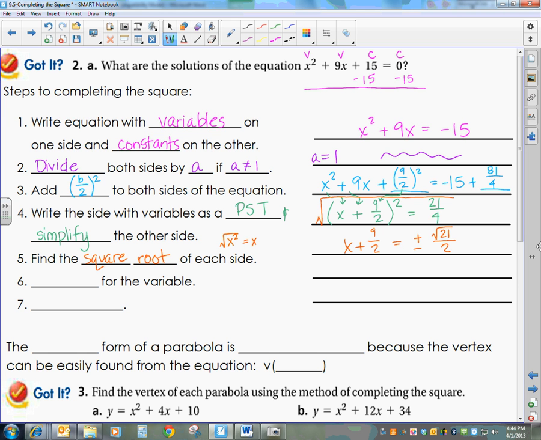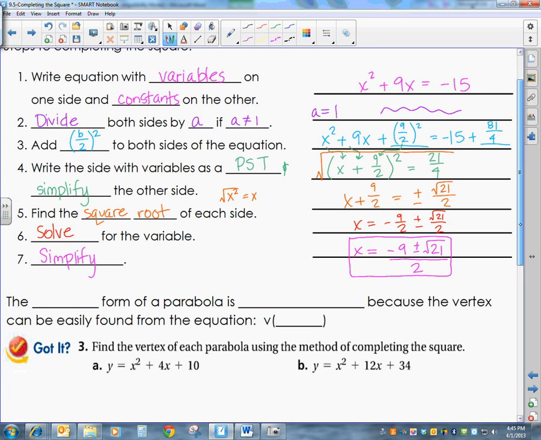Alright, next we need to solve for the variable. That means I've got to get x all by itself. So subtracting my 9 halves, moving it over to the other side, gives me x equals negative 9 halves plus or minus the square root of 21 over 2. And the last step we have is to simplify. This problem itself can't be simplified much further, but I do want you to be aware of another form of this answer. This answer can be written because my denominators are the same. I could write negative 9 plus or minus the square root of 21 all over 2. So these two answers are basically the same. I would accept either one of them. You need to know that they're equal to each other. Okay, and we'll get into it some more in the next lesson.